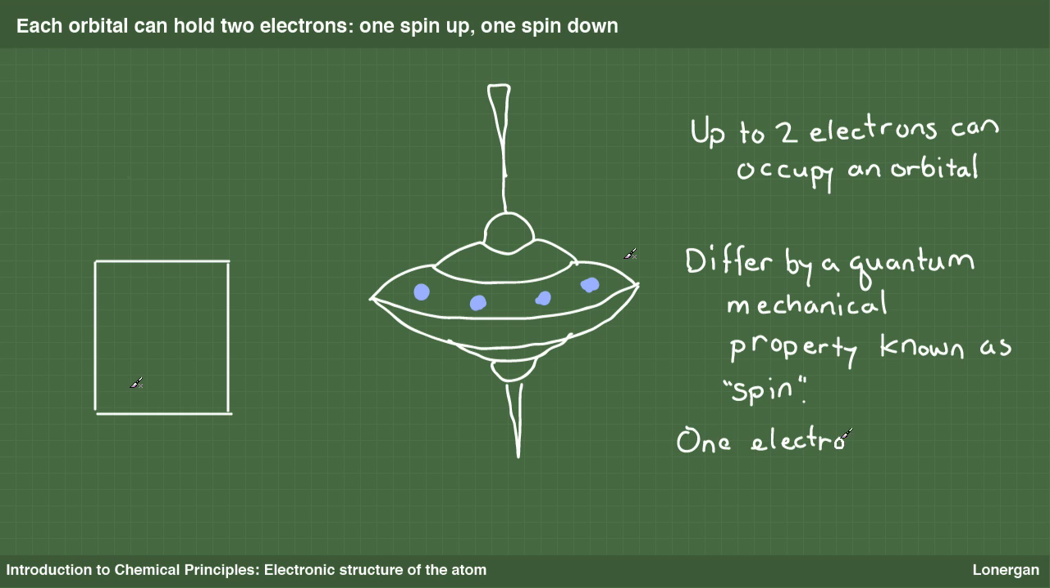One of the electrons behaves like the upright spinning top and is called spin up. The other behaves like the upside down top and is called spin down. To show the electrons in the orbital, the box is filled with 2 arrows, one pointing upward, the spin-up electron, and one pointing downward, the spin-down electron.